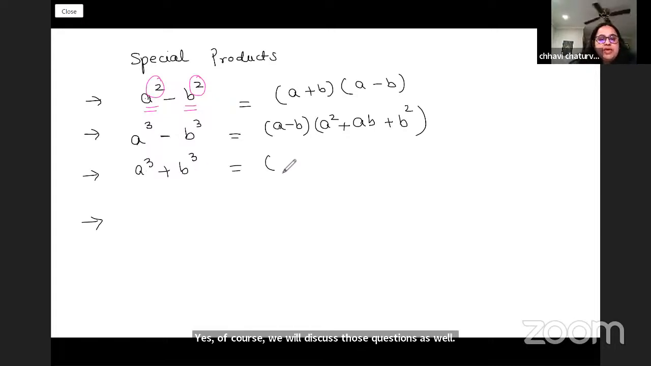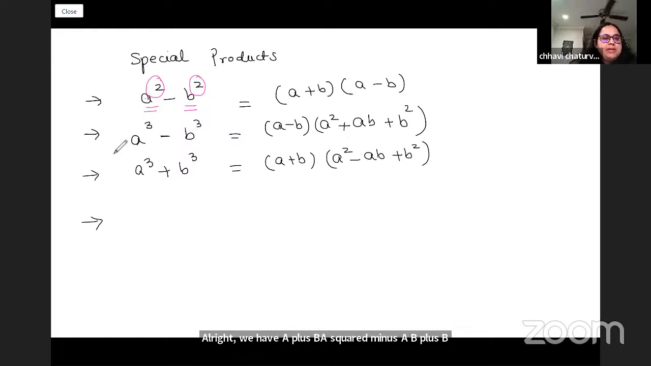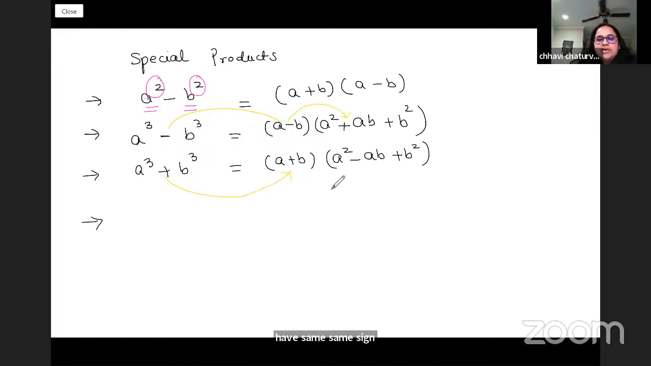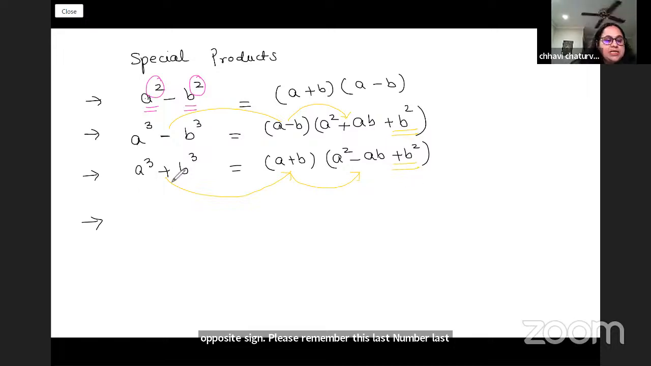All right, we have a plus b, a squared minus ab plus b squared. And please see that you have a tell here: you have the same sign, and then the opposite sign. And then again, the same sign, and then the opposite sign. Please remember this last term, b squared, doesn't change any sign. All right, let me take a question.